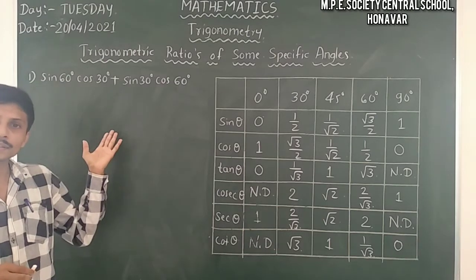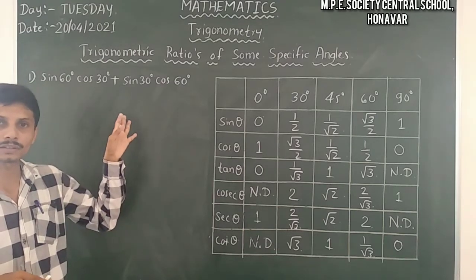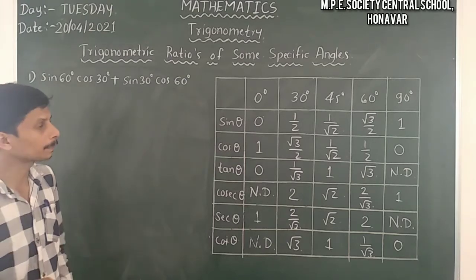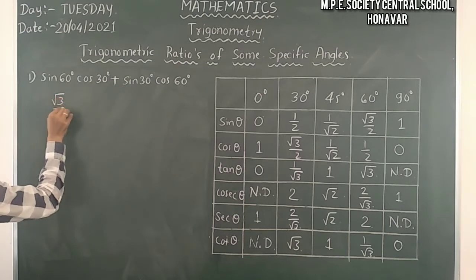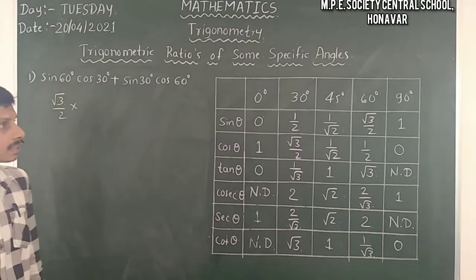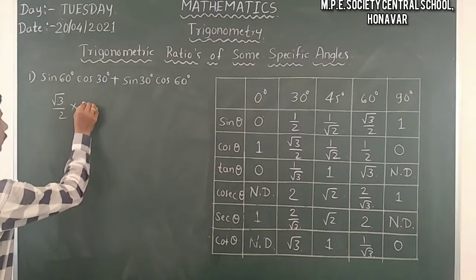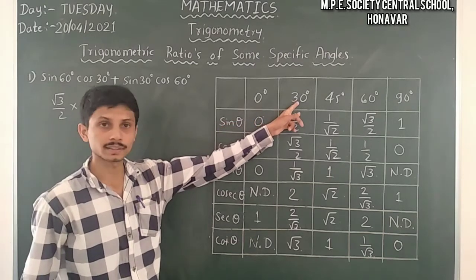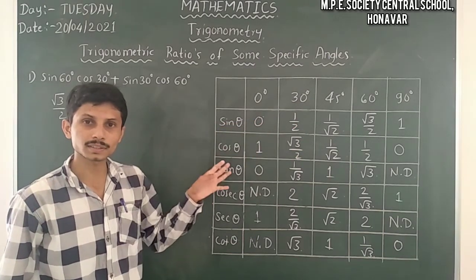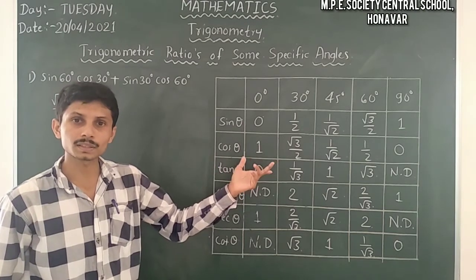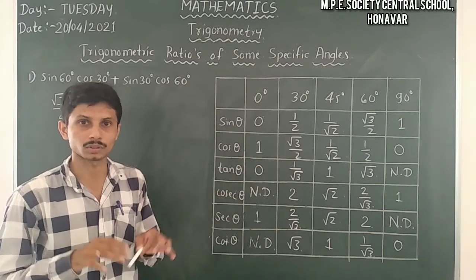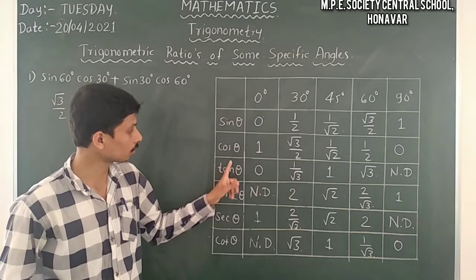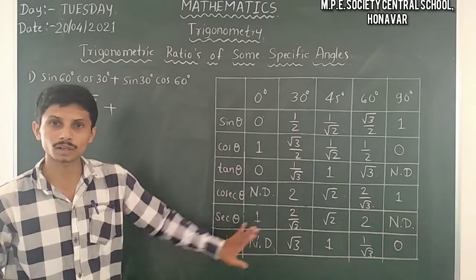Here we have to substitute the respective values in their positions. The sin 60 degree value is root 3 by 2, and we substitute it here, multiplied by cos 30 degree, whose value is again root 3 by 2. Then plus sin 30 degree, which is 1 by 2. We only search those values from the tabular column, but the common thing is you have to remember all of these. You should remember at least sin theta, cos theta, tan theta values, so you can find out the other values also.